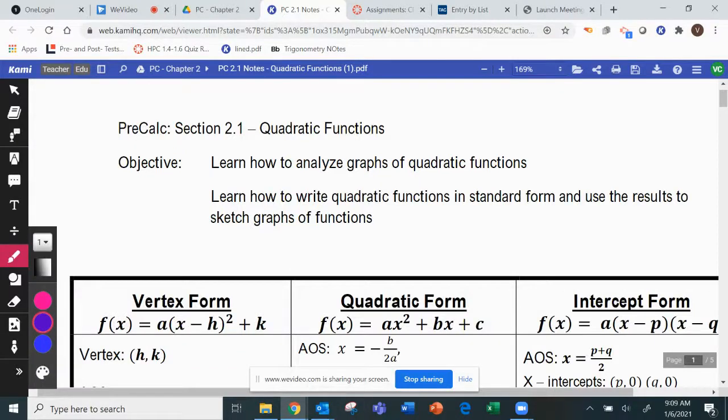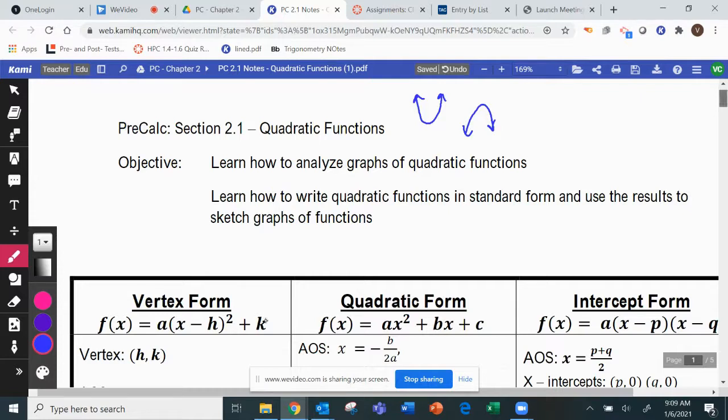Hello, pre-calculus. We are starting chapter 2 today, and chapter 2 starts out with a review over quadratics. Quadratics meaning those parabolas, those U-shaped graphs. We did those at the very beginning of the year in chapter 1, and you did a lot of quadratics in algebra 2. So today should be just a really good review over different parts of quadratics.